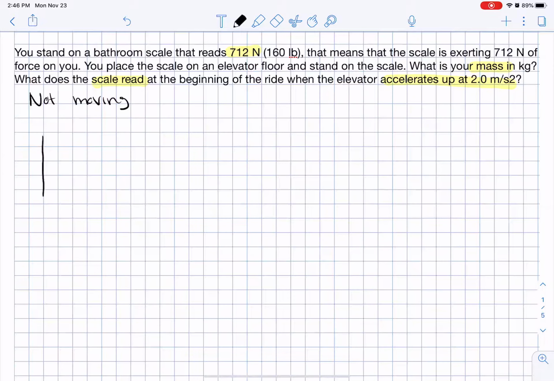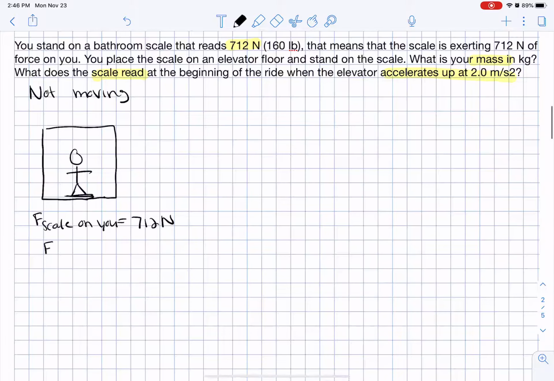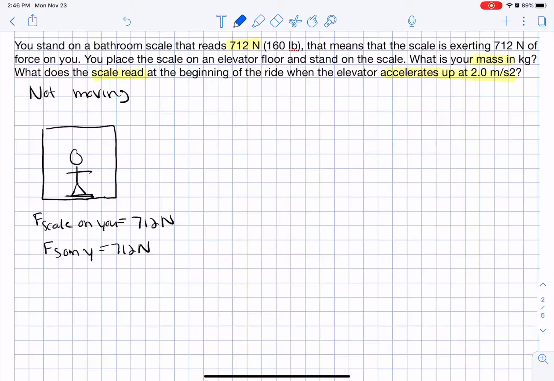So this is your elevator. And here's you, and you're on the scale. And it's not moving. And we know that the force of the scale on you is 712 newtons. I'm going to abbreviate force scale on you as Fs on y is 712 newtons. Okay. Now let's draw a force diagram for this situation where you're not moving.